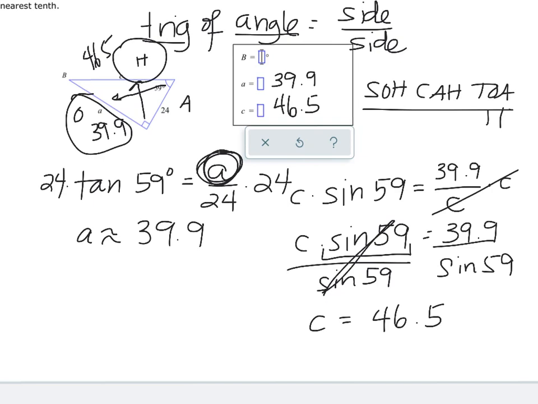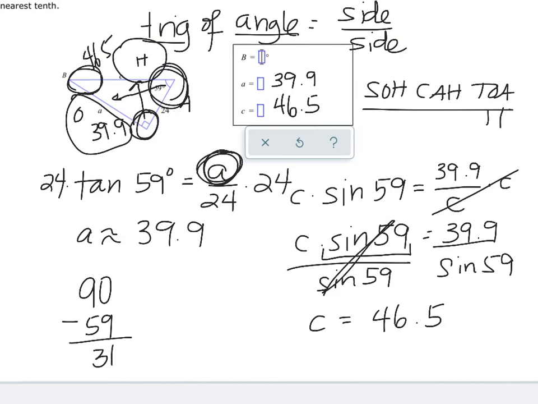And then all we need to do to find B, because we know this is 90 degrees here, and a triangle equals 180, so that means these two angles should add up to 90. So 90 minus 59 will give me the other angle, and you get 31. So the measure of angle B is 31.